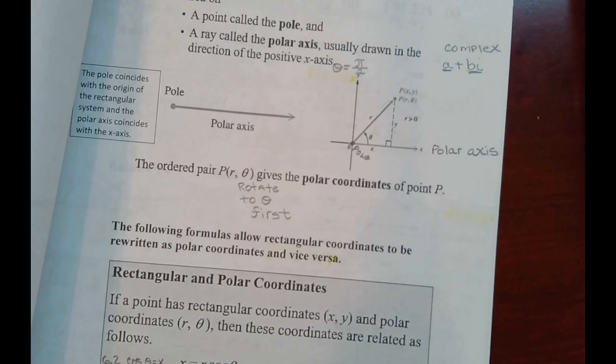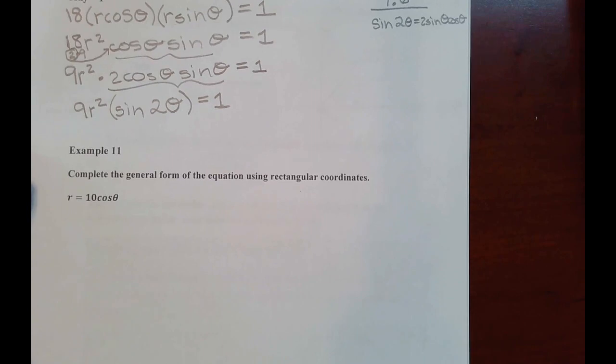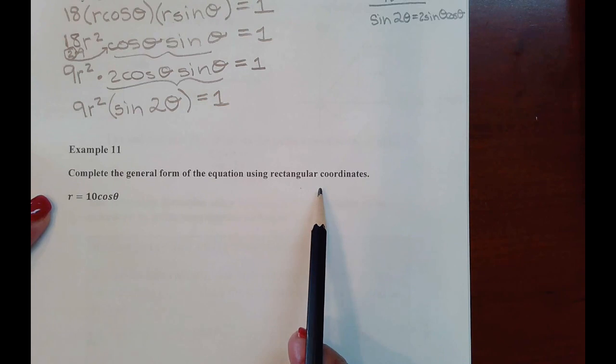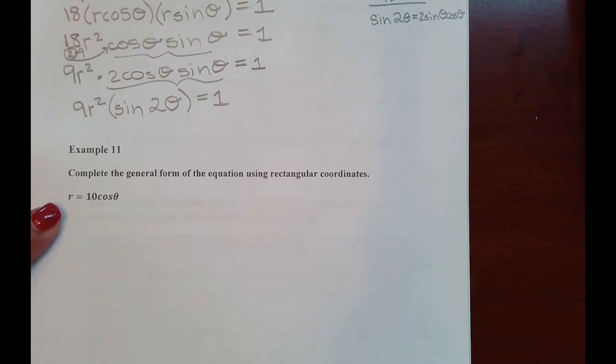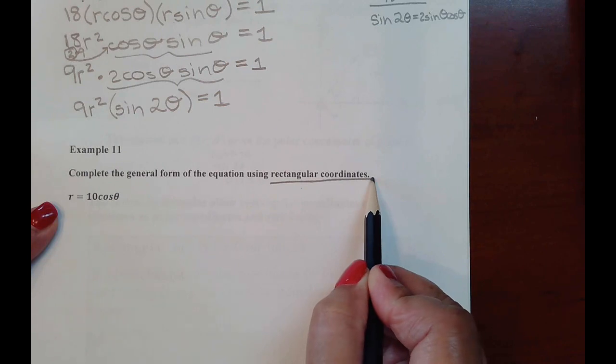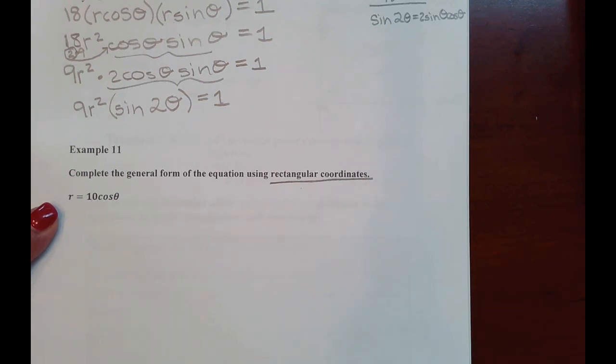Okay, moving to example 11, which is actually the last example. And we're going to complete the general form of the equation using rectangular coordinates. So in this particular problem, let's see. What can I do here? I think what I'm going to do is try and create something right in here where I can plug in an x. Remember, I'm trying to get into rectangular coordinates, so I need to be able to plug in x's and y's for the expressions that I'm seeing here.